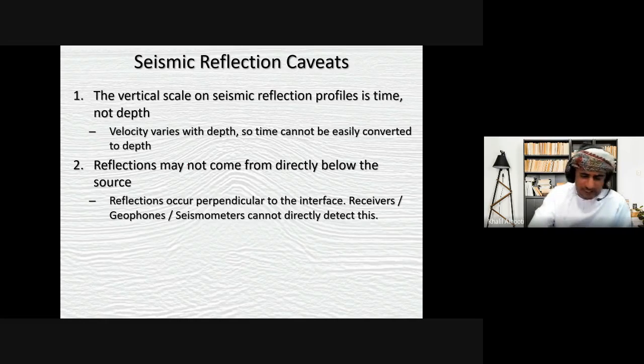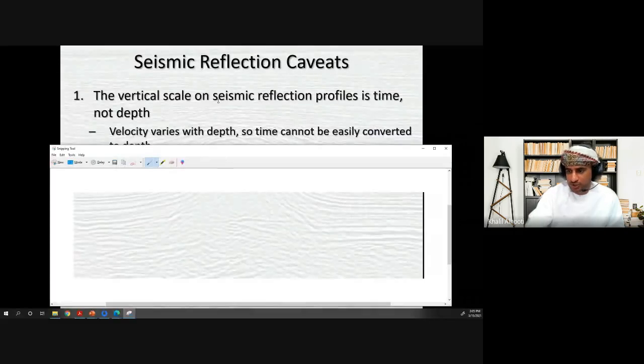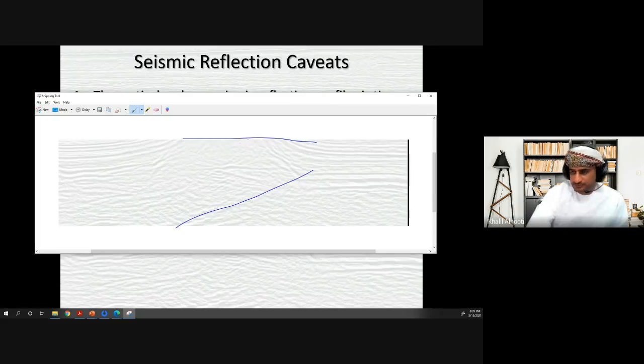Another thing, reflections usually do not come directly from below. What do I mean by that? Let me create a snipping tool. So here, let's assume that this is the surface of the earth and this is a reflector. My source is here, I'm shooting from here, and this is the receiver.